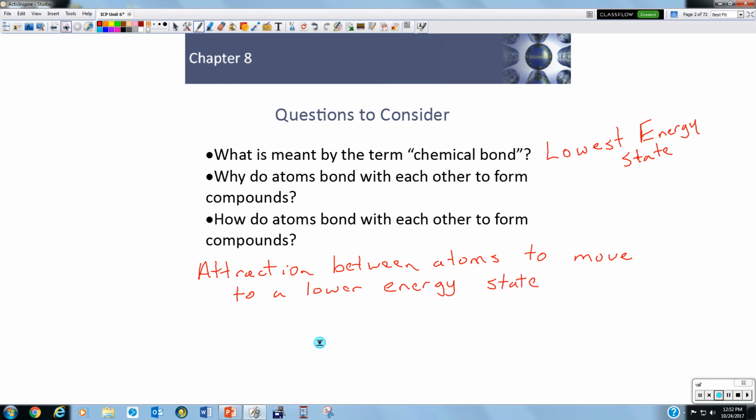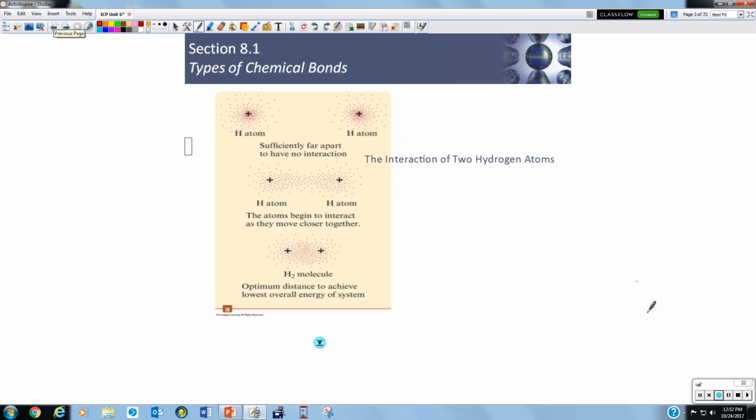All right. So if we flip over to this next page, and I know this one's kind of hard to see on this screen because it's small, but when we're looking at the interaction between any atoms, in this case we're specifically looking at an interaction between two hydrogen atoms. So what do you know about hydrogen in nature? How is hydrogen in nature always going to be found?